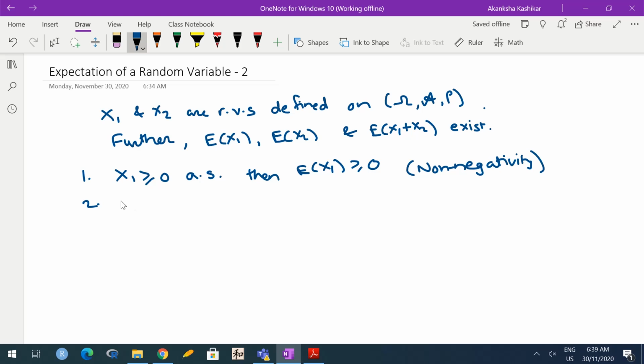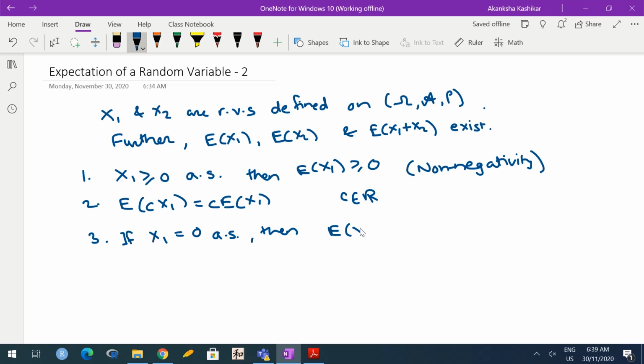Then expectation of cX1 is the same as c times expected X1, where c is any real number. Then if X1 is 0 almost surely, then expected X1 is 0. Next part is linearity. So expectation of X1 plus X2 is actually expected X1 plus expected X2.